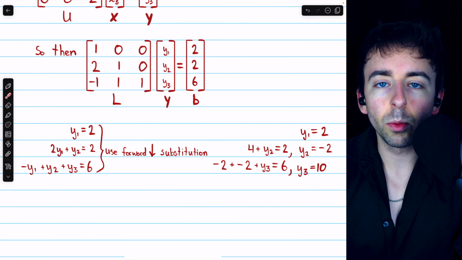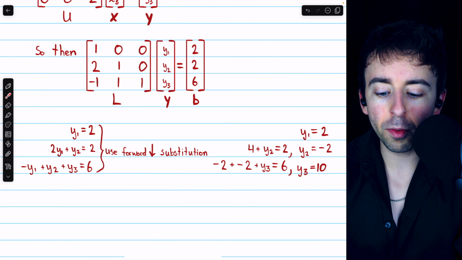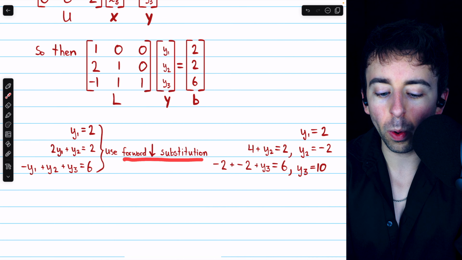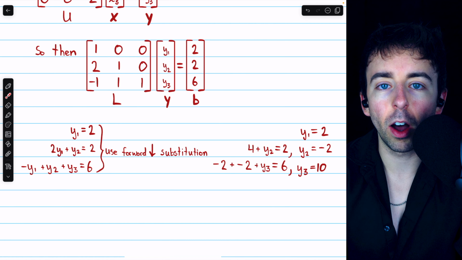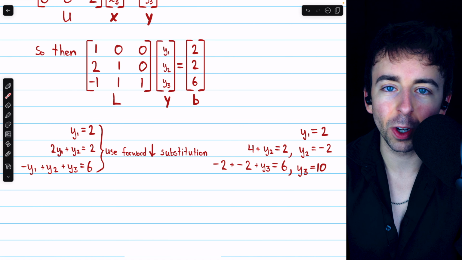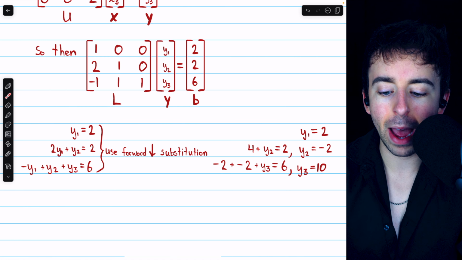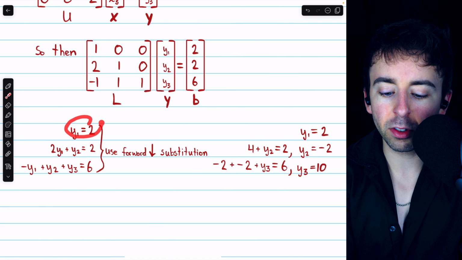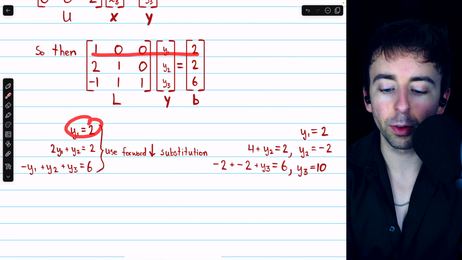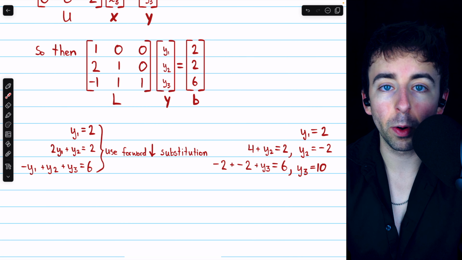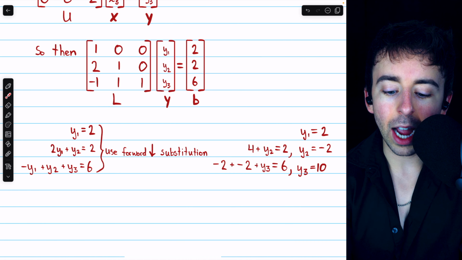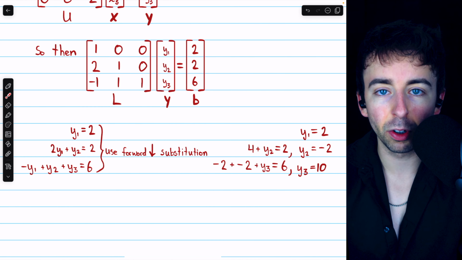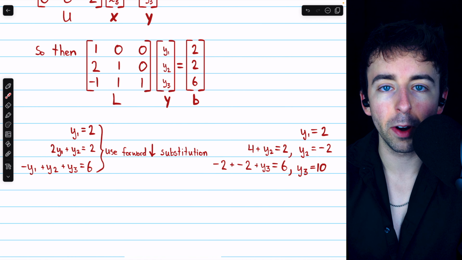To solve a system with a lower triangular coefficient matrix, we use what's called forward substitution. It's just like back substitution, if you recall that from Gaussian elimination, but it's going forward instead of backwards. That means the first equation, corresponding to the first row, gives us our first variable value. In this case, it tells us that y1 equals 2, and then we can plug that into the next equation and plug what we find into the third equation, thus solving for all the variables.